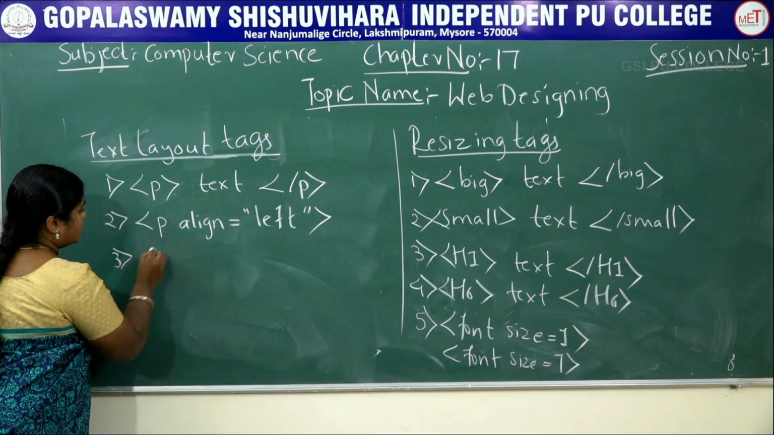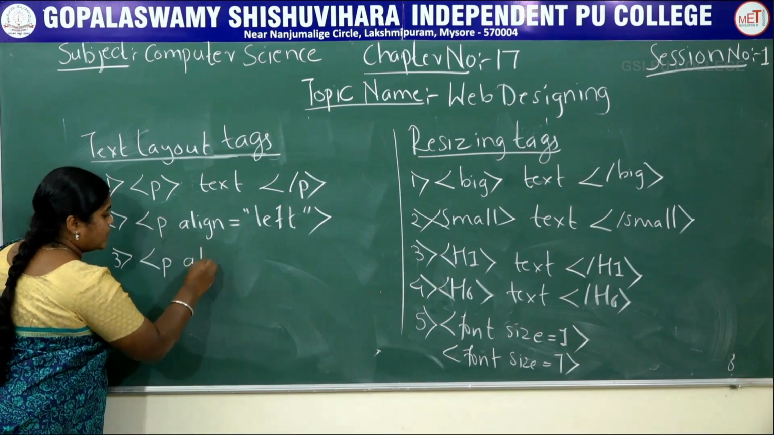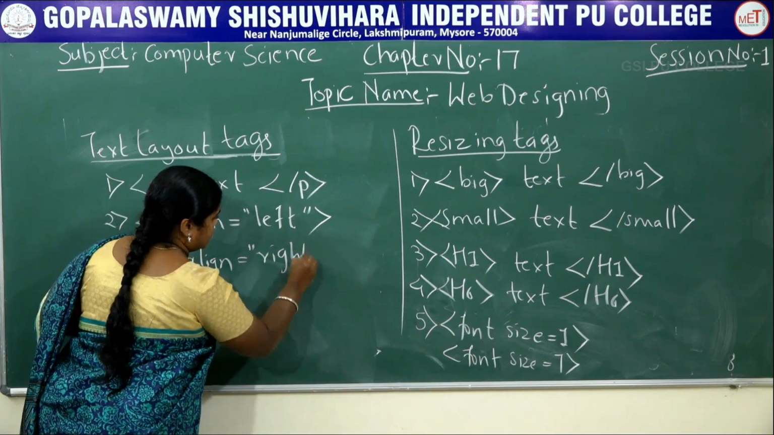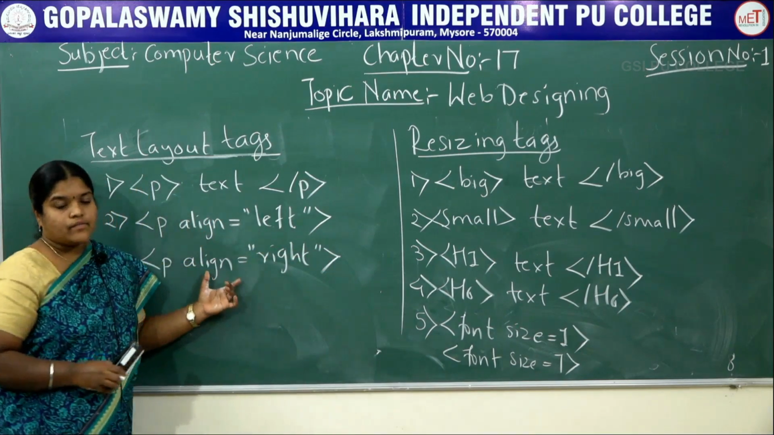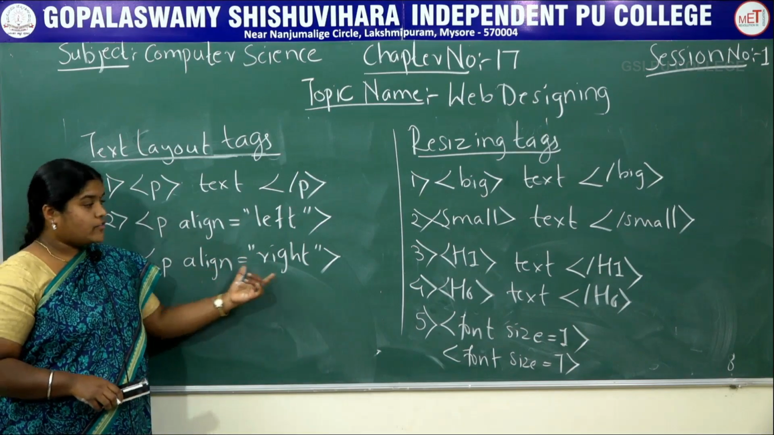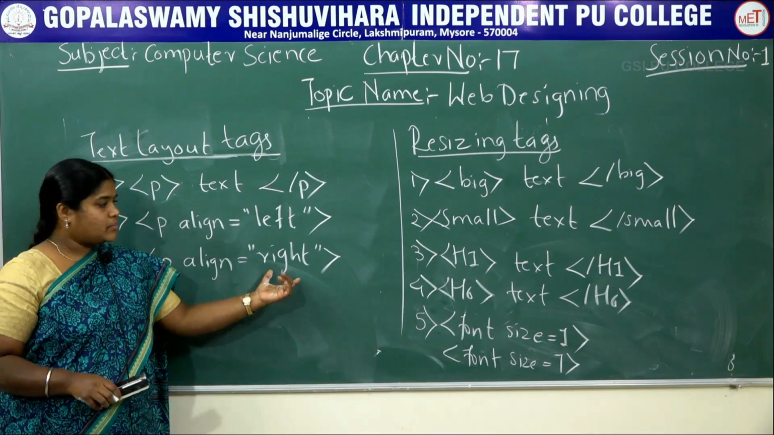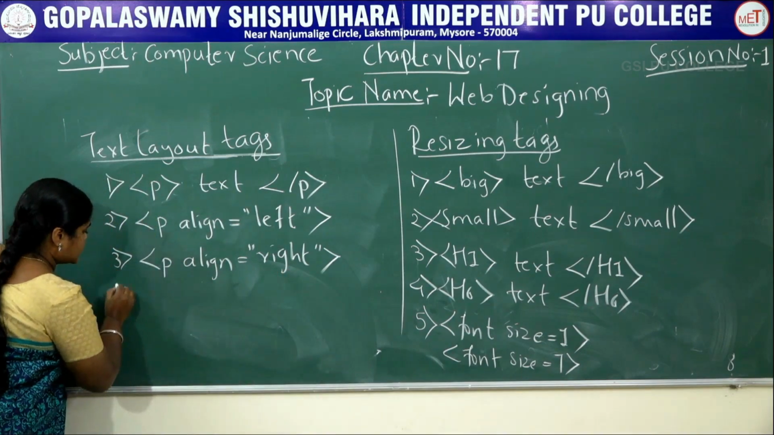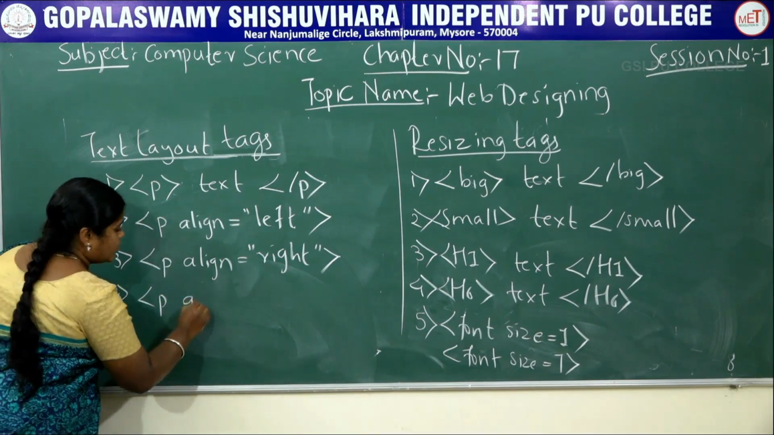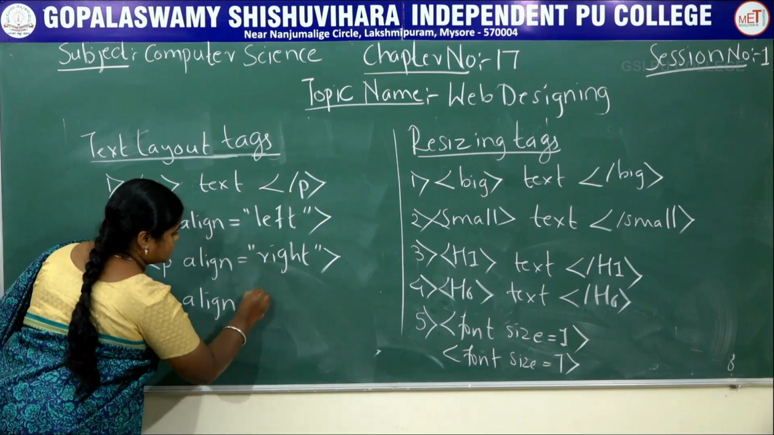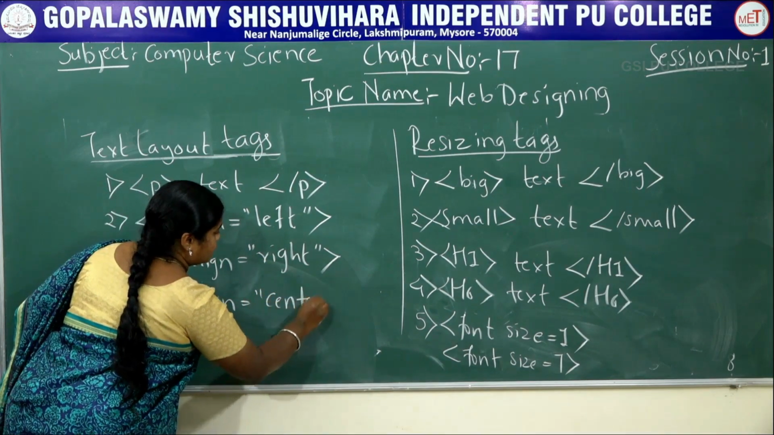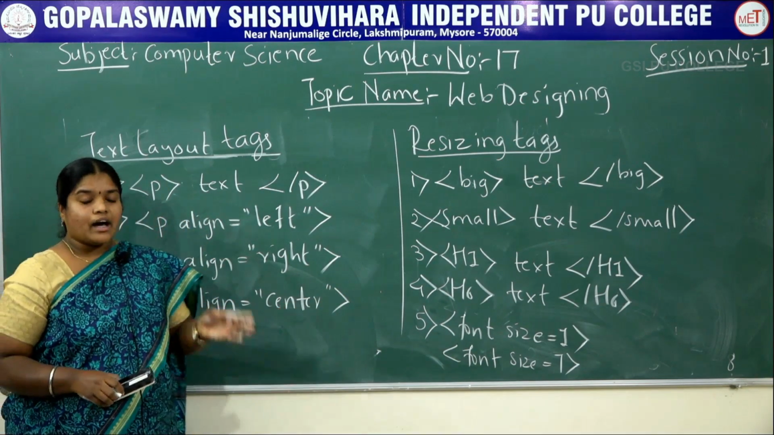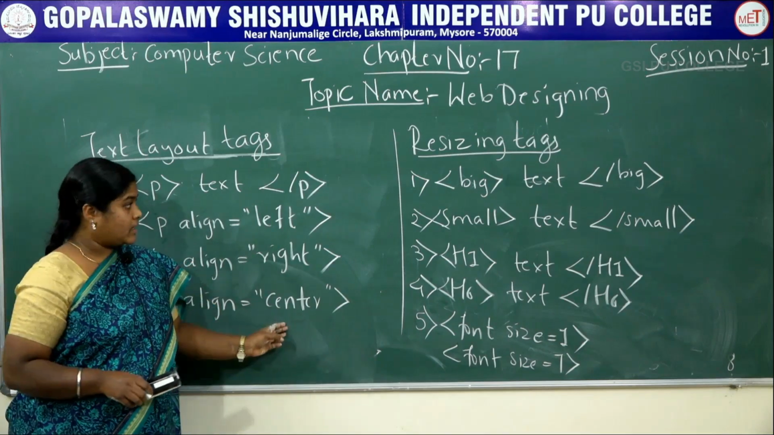In the same way, next is the P tag with the attribute align equal to right. In this case, the text in the paragraph will be right justified, that means it will appear on the right side of the paragraph. Next, in the same way, what will be the next alignment? This will be center. So in this case, the text in the paragraph will be aligned to the center of the paragraph.